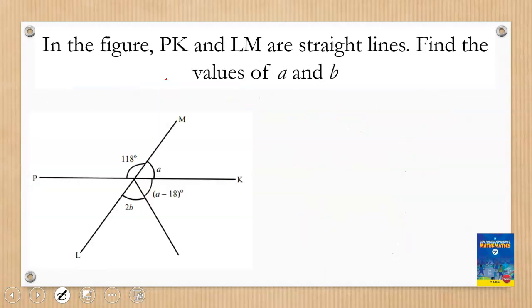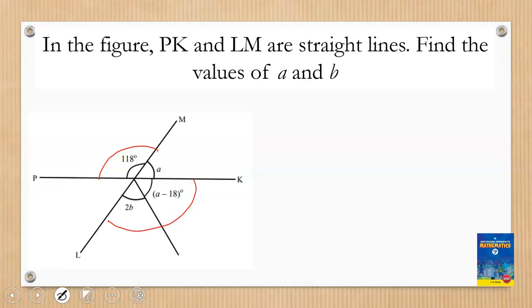Now let's look at the last question here. In the figure, we want to find the value of A and B, knowing that PK and LM are straight lines. Okay, so how do we get this? Now we can use angles on a straight line. We can use vertically opposite to solve this. If you observe this critically, you realize that this whole angle 118 is vertically opposite to this whole angle here. Can you see that? Good.